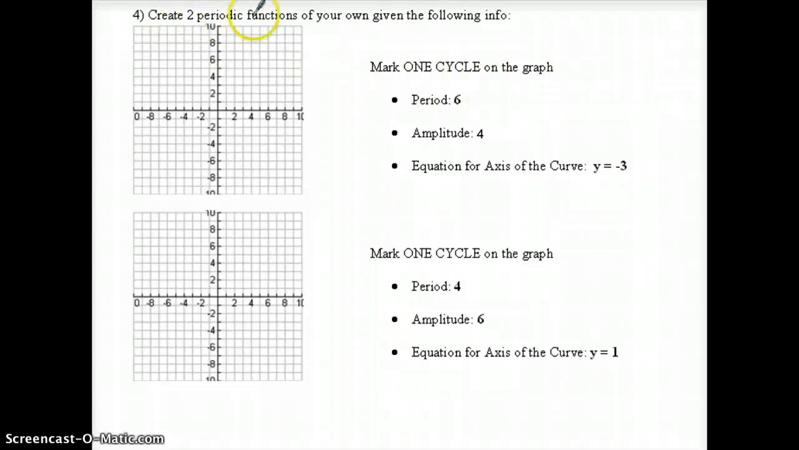So here it said, create 2 periodic functions of your own given the following information. Mark one cycle on the graph, period of 6, amplitude of 4, equation of the axis of the curve is y equals -3. It's usually easier to start with this. So I'm going to mark y equals -3. So that's my axis of the curve. And now I'm going to go to the amplitude. So the amplitude is 4, so I'm going to go 4 above. 1, 2, 3, 4. I'll mark it here. And 4 below. 1, 2, 3, 4.